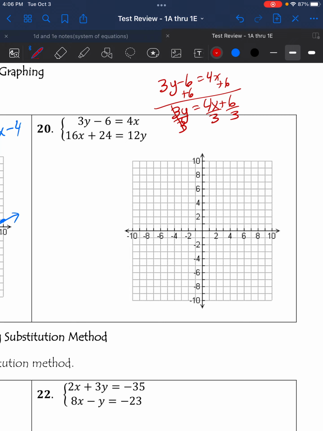All right, next one, do the same thing. Move your term, split up the y, opposite operation, multiplication is division. 6 divided by 3 is 2. Go up 4 and to the right 3. Up 4, right 3. You can also go down 4 and left 3.